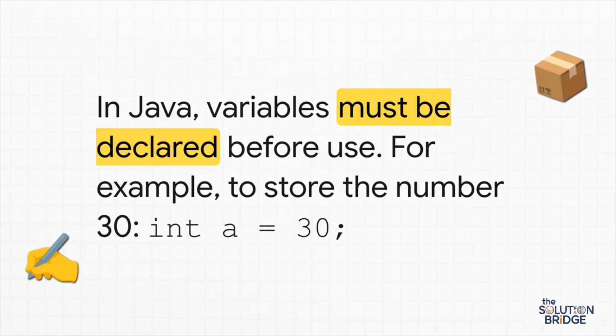But you can't just start using these boxes willy-nilly. In a language like Java, you have to tell the computer you need one before you can use it. You have to declare it. So this little line of code here is doing exactly that. It's telling the computer, hey, I need a box that can hold a whole number, an integer. Please label it A for me, and while you're at it, go ahead and stick the number 30 inside. You're reserving your box ahead of time.